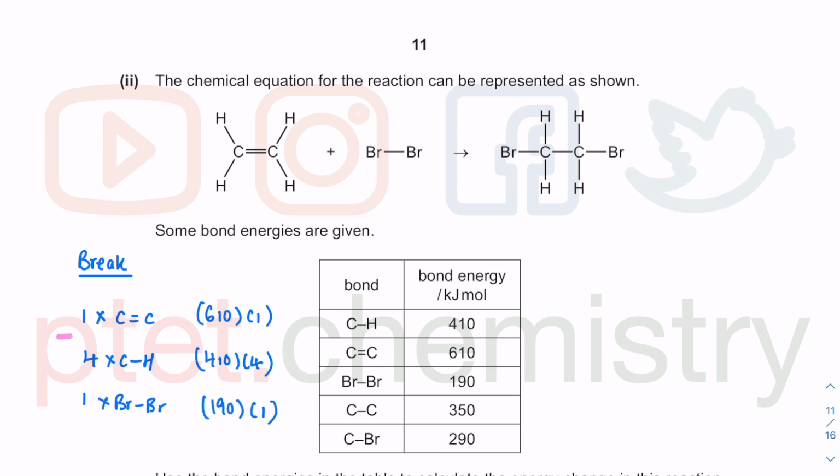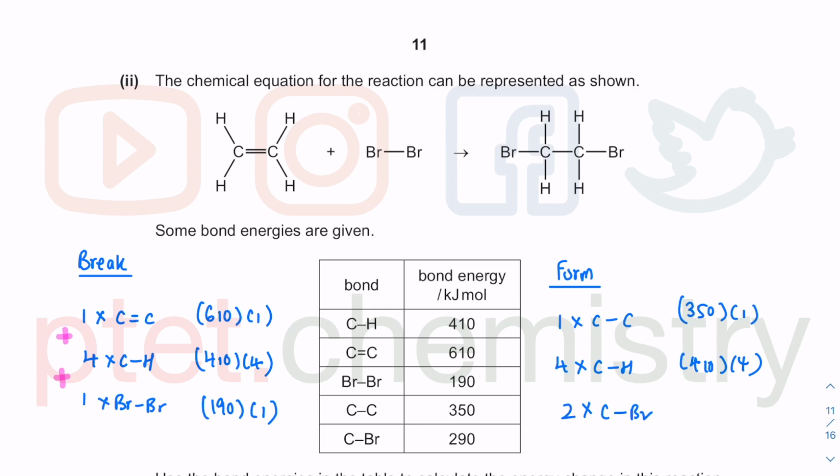So I'm going to add these up together as these are the total energy absorbed for breaking bonds. What are we forming? We are forming 1 C-C single bond, so that is 350 multiplied by 1. 4 C-H covalent bonds, so that is 410 multiplied by 4. We're also forming 2 C-Br bonds, the new additional bonds formed following the addition of Br onto the double bond of the alkene. So that's 290 multiplied by 2.